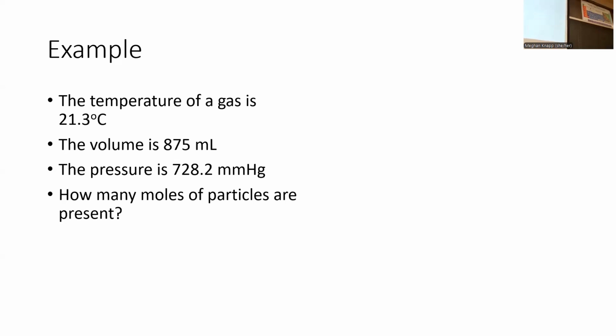Okay. So the temperature of a gas is 21.3 degrees Celsius. The volume is 875 milliliters. And the pressure is in millimeters of mercury. And this is what you'll do in lab because you'll be looking at the actual barometer. So you'll see how many millimeters of mercury it is. So the pressure is in millimeters of mercury, and we want to know how many moles of particles are present in the gas.